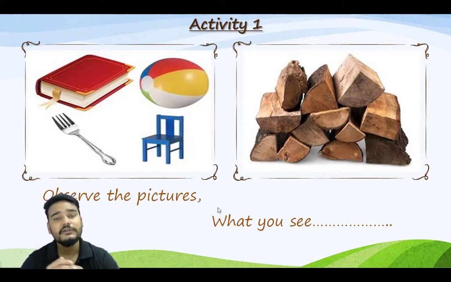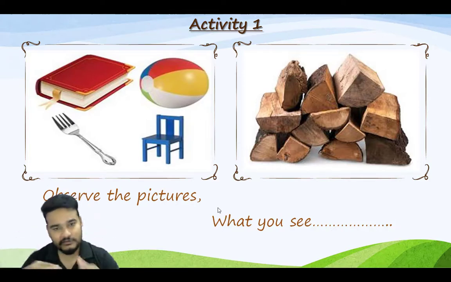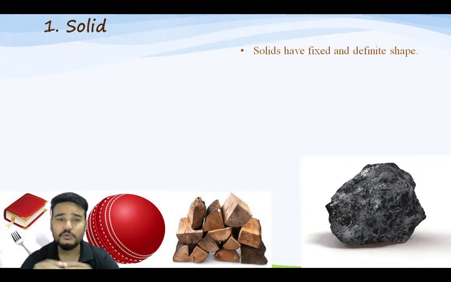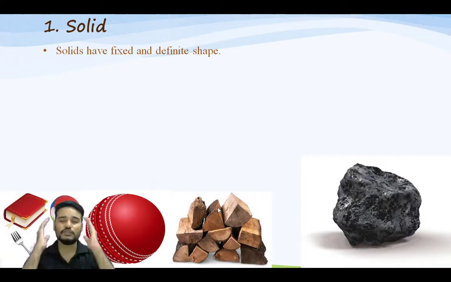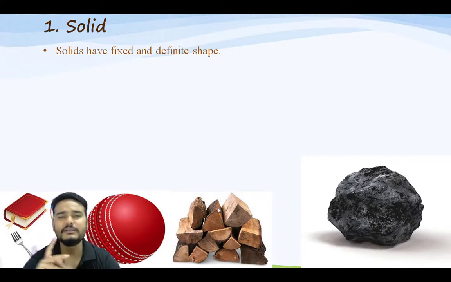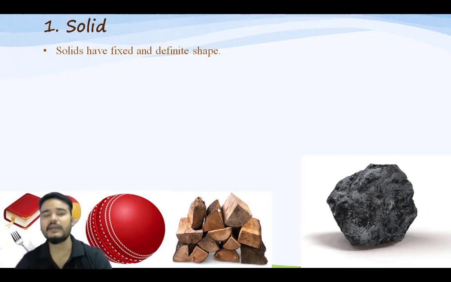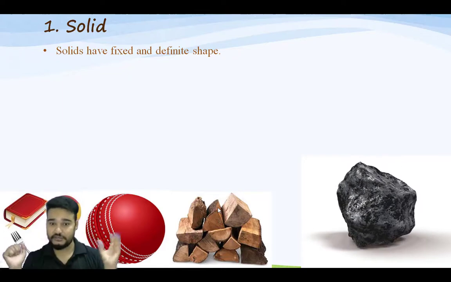Other than that, they have a fixed shape, right? Ball is round only, book is rectangular only, chair has its own shape actually, right? So this is some observation that we can do. So the first state of matter that we are going to learn is solid, and a very important thing that you should remember in your mind is that solids have a fixed and definite shape.